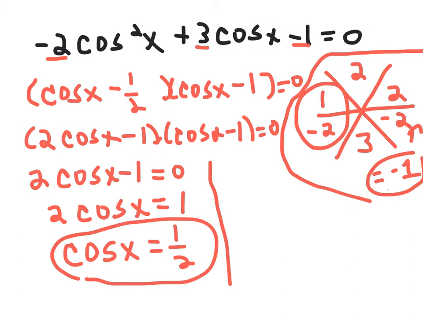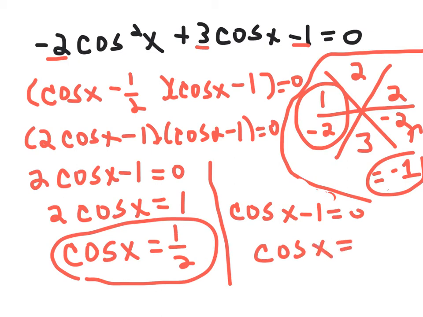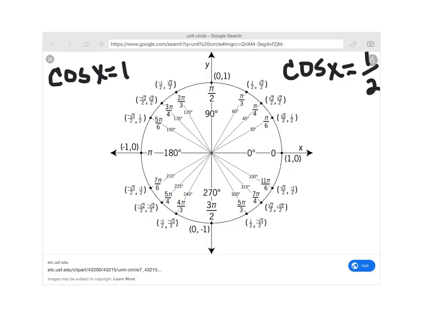The second expression, I have cosine x minus 1. I'm going to set it equal to 0. I know I'm getting a little tight on room in here, so let me fix that and make it a little more readable. This becomes cosine x minus 1 is equal to 0. I'm going to add 1 to both sides. In my second expression, I'm looking for all the angles that I take the cosine of, and I get positive 1. Now let's pull out our unit circle and find these angles.